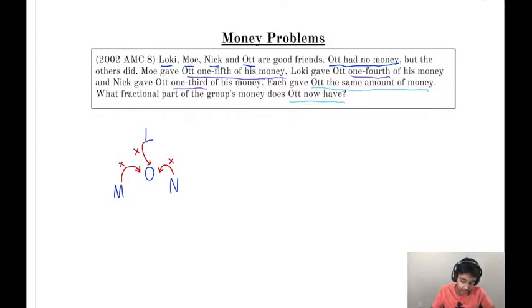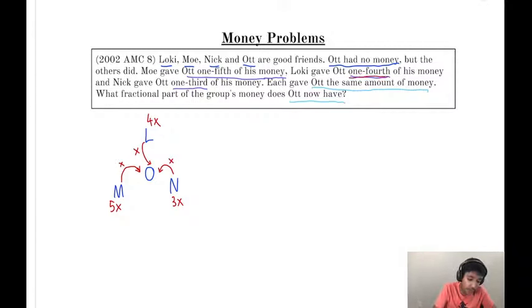But we're given that Mo gave Ott 1/5 of his money. So what does that mean? If Mo gave X dollars, and that X dollars is 1/5 of his money, he must originally have had 5X dollars. Same thing for Nick. If Nick gave Ott 1/3 of his money, he must have originally had 3X dollars. And Loki must originally have had 4X dollars to give 1/4 of his money to Ott.